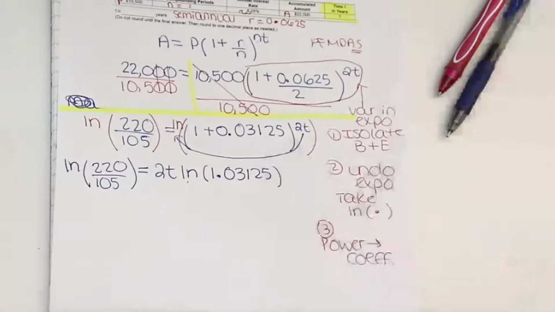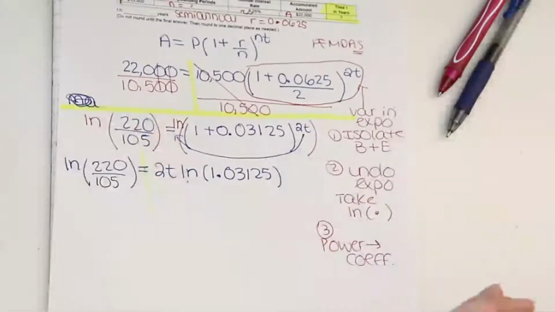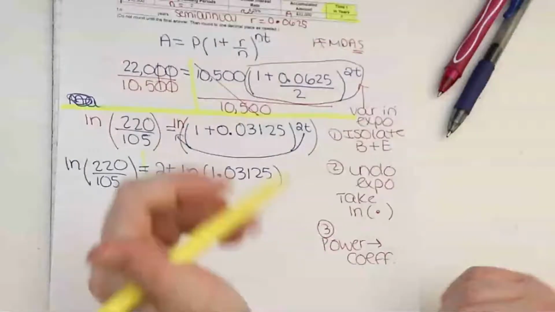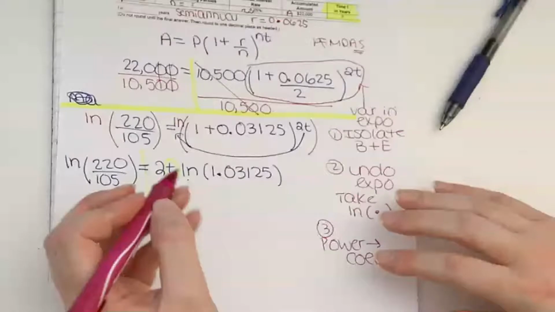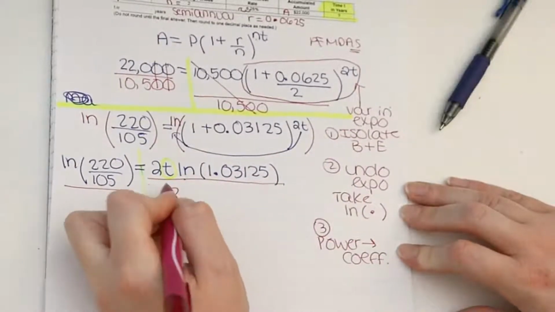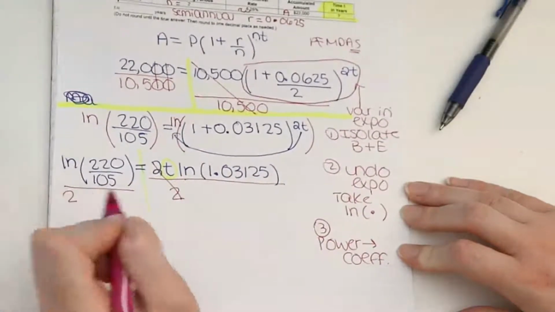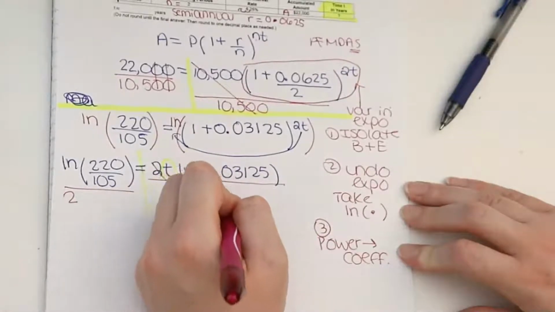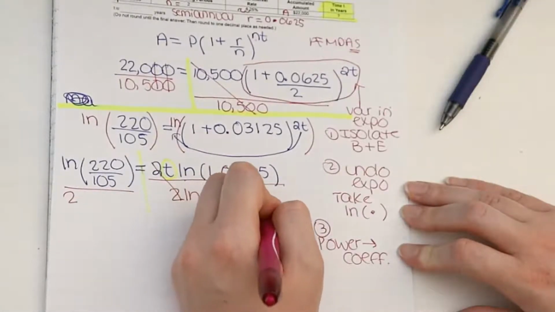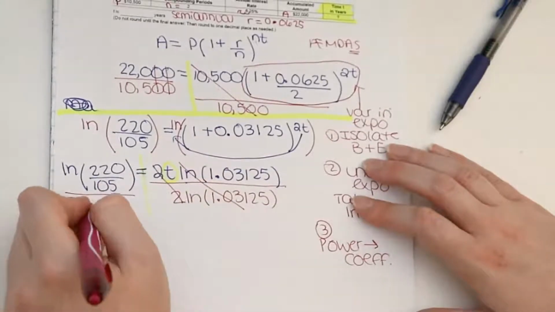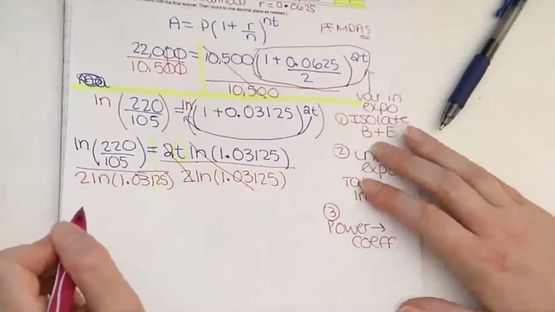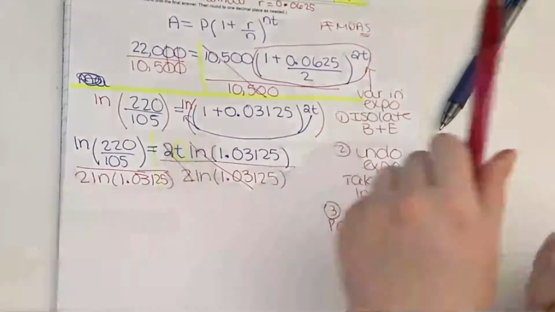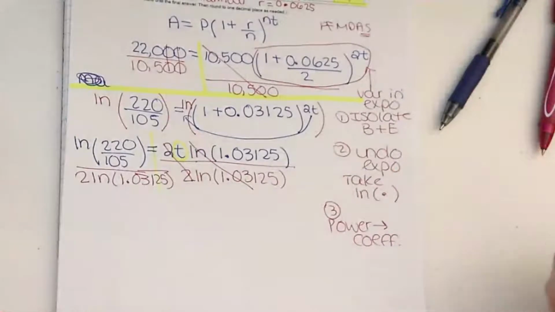Okay, so at that point, you have your two sides of your equation, and you're looking at t right here. And so the question is, how do you isolate t? To isolate t, you're going to divide both sides by 2, but you're also going to have to divide both sides by the natural log of 1.03125. So you'll divide by 2 and this natural log of 1.03125. Okay. All right. Now that gives you a very involved answer.